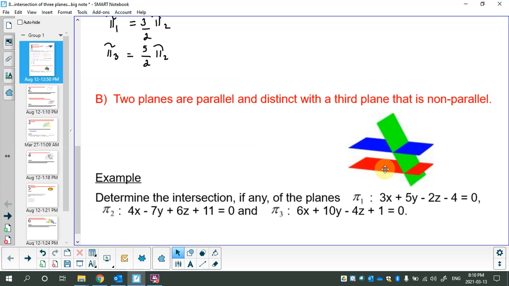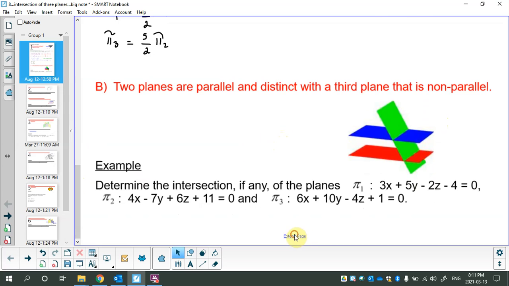Now if you take a look at this, the blue plane in my picture and the green one intersect, and they intersect in this line right here. And then the red plane and the green one intersect in this line right here. But all three of them don't intersect at all. So this is going to be a no intersection question. But first we have to prove which possibility it is. So we have to prove that 2 planes are parallel and distinct with the third plane that is non-parallel.